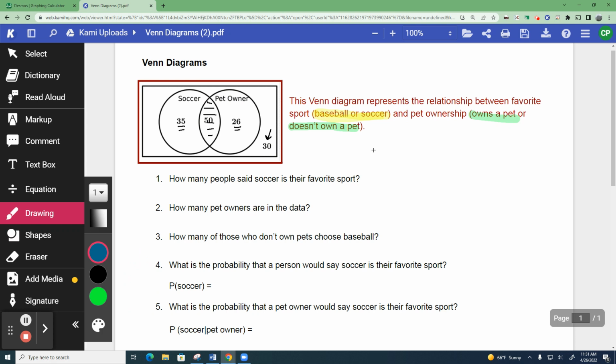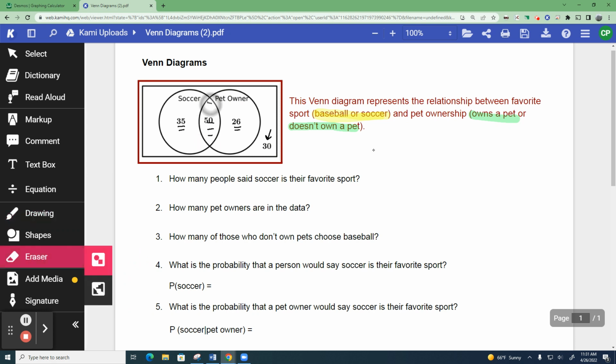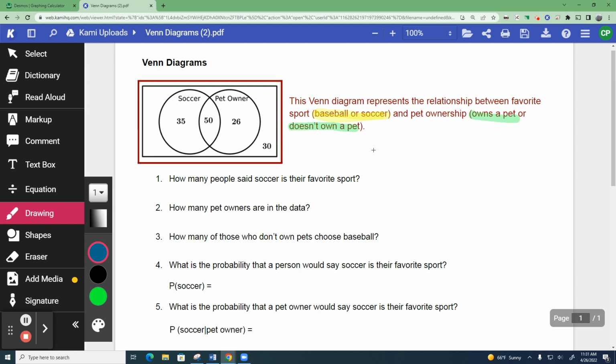How many people said soccer is their favorite sport? Actually, I'm going to go ahead and erase this. There we go. Soccer is their favorite sport. Well, out here, there's 35 people that like soccer that are not pet owners, but there are also 50 people who are pet owners that like soccer. So how many people said soccer is their favorite sport? 35 plus 50, or 85 people.